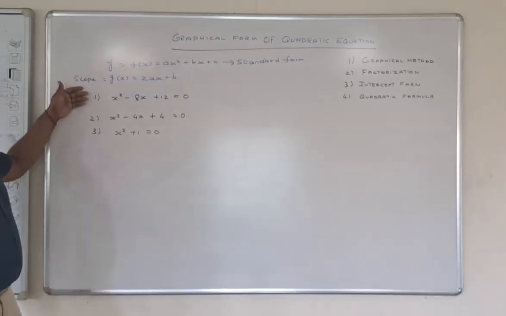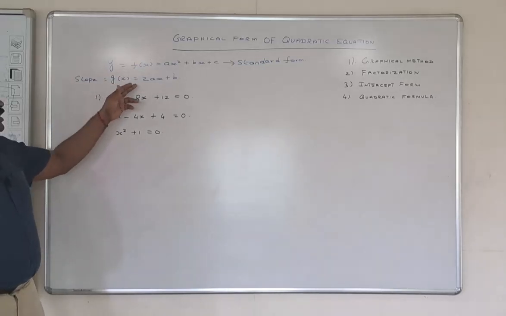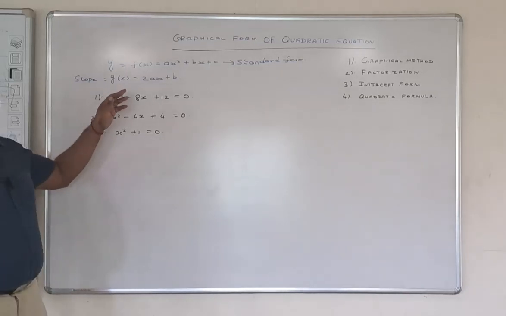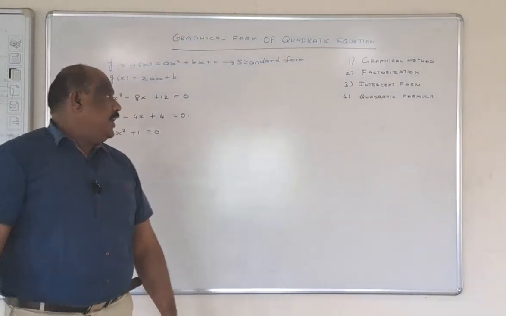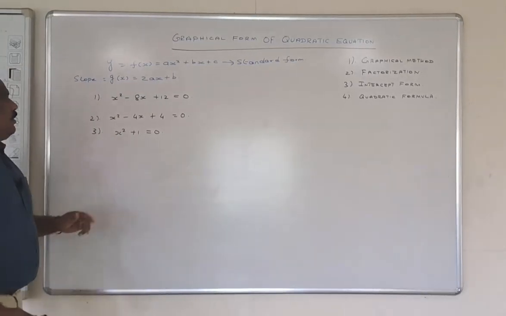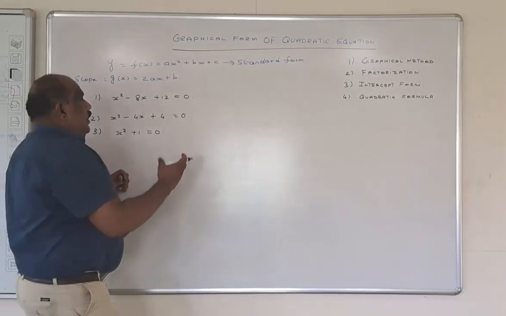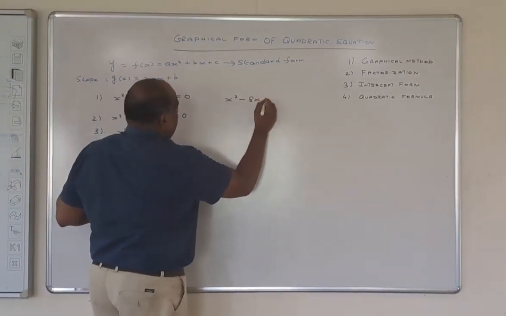Yesterday we derived that the slope of this particular quadratic equation is given by g of x equal to ax plus b. From this expression we came to know that the slope is not a constant, it will keep on varying at each and every x location. Okay, that's fine. Now let us go to the graphical method. Here, x squared minus 8x plus 12 equal to 0. In order to draw the graph, I will tell you the factorization method also, then only we can get the logic.